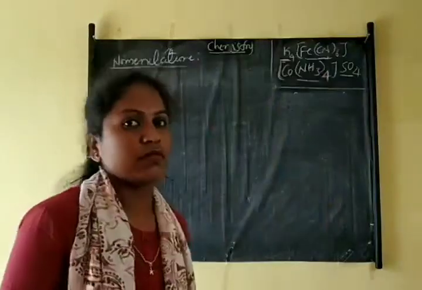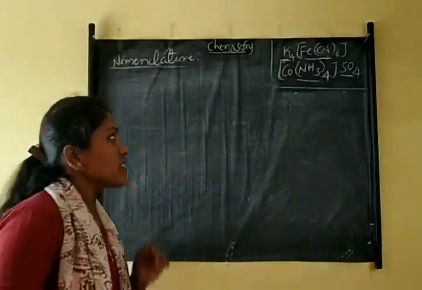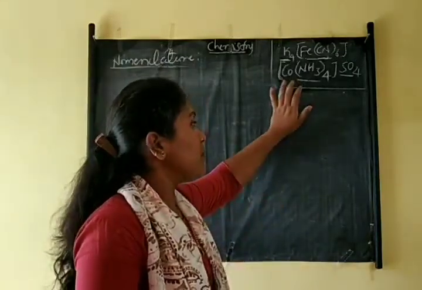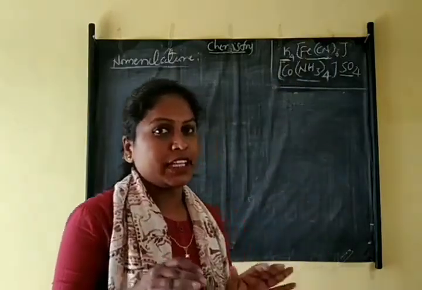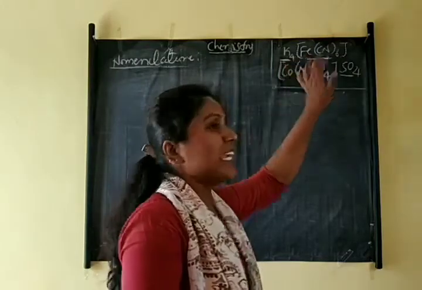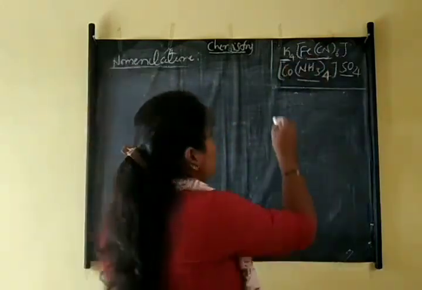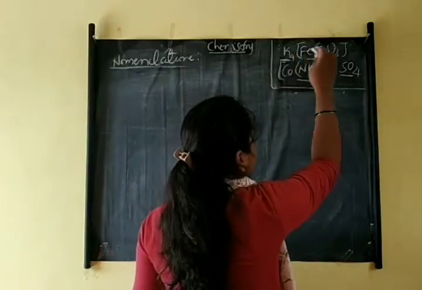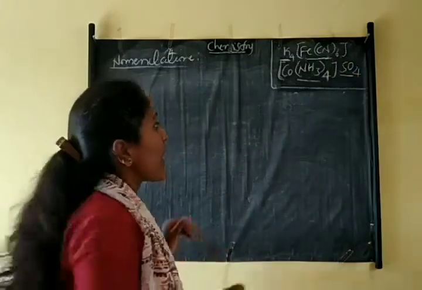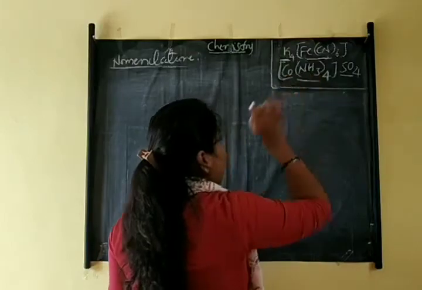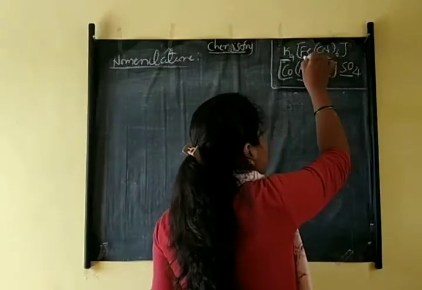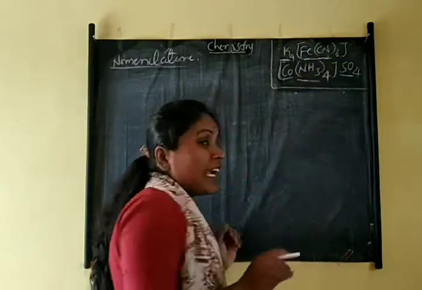And next, our rule is, if the complex is a cationic complex, the central metal atom name is the same as that of the element name. But if the complex is an anionic complex, the central metal atom name ends with ATE. So here we are doing an example. Here it is a cation and an anionic complex, and here it is an anion and a cationic complex. In a cationic complex, the central metal atom name is the element name, but in the case of an anionic complex, the central metal atom name ends with ATE.